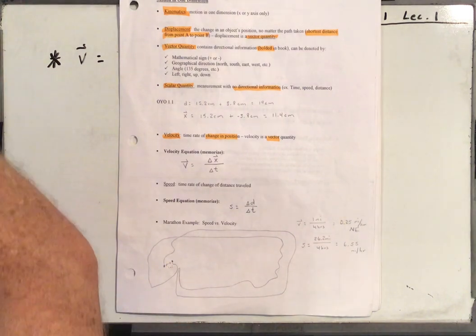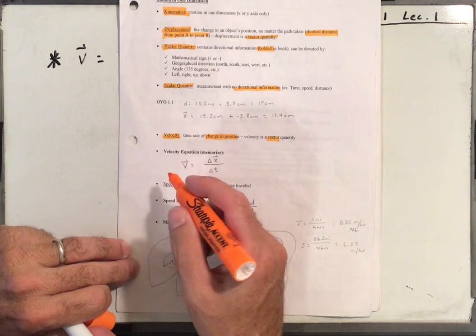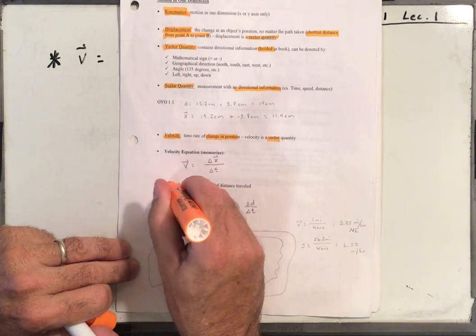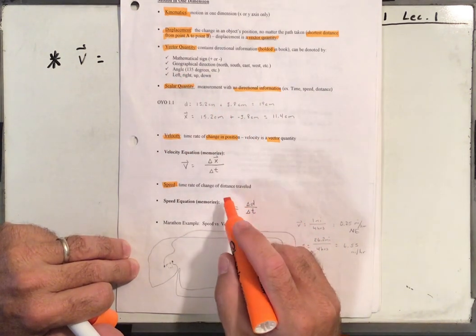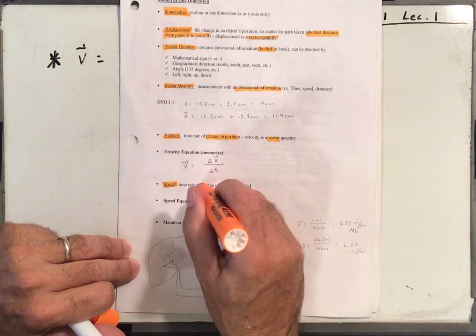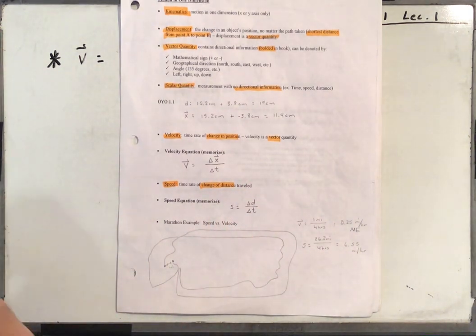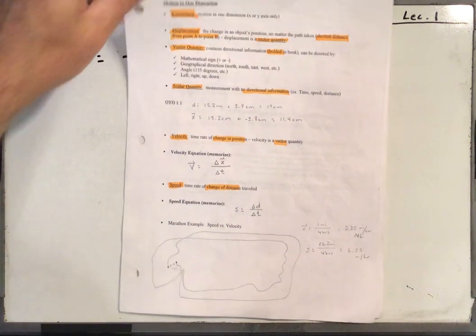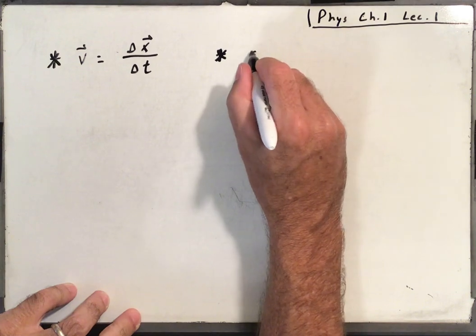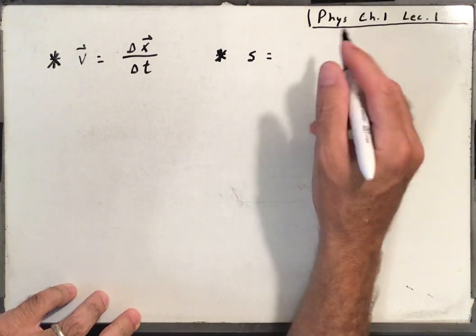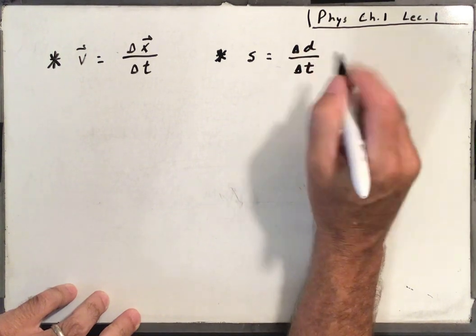And similar to velocity is speed. Now speed, not a vector quantity, so we don't put a half arrow over it. It's the change of distance traveled. The speed equation is the change in distance over the change in time. So speed and velocity can be different. Speed will use little s, so change in distance over change in time. And again, not a vector.